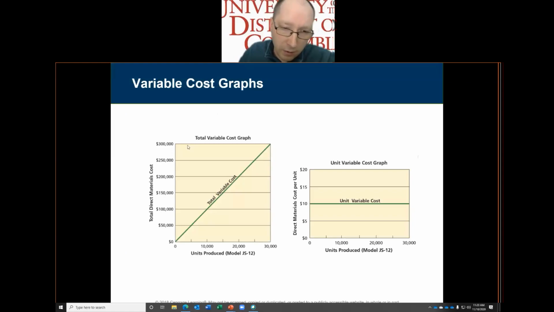Here's how it looks graphically. We can see that the more units I produce, the higher my direct materials cost is. That's what this relationship shows. We can also see that regardless of how many units I produce, the cost per unit remains the same. And that's what the second graph shows. So it just kind of shows it graphically, right?